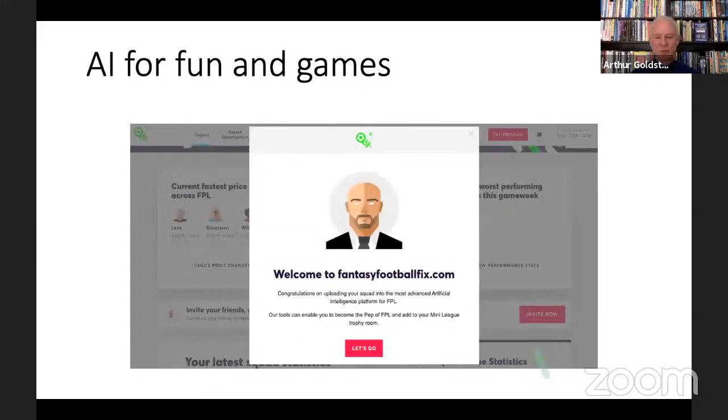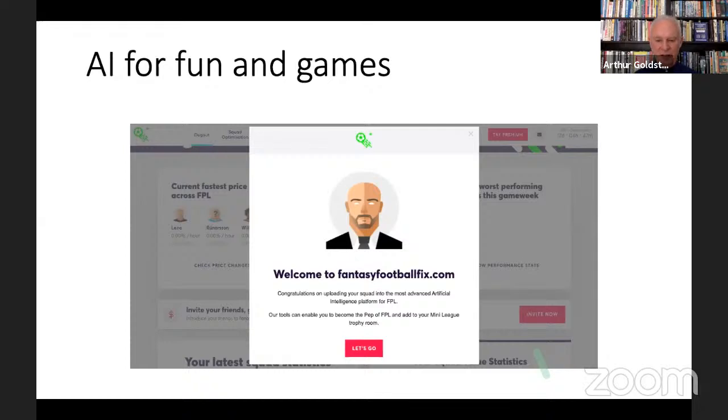But let's talk about some more fun and games. This is one of my favorite current examples of artificial intelligence for pure entertainment. And this is from a tool called Fantasy Football Fix, which is designed to bring artificial intelligence to fantasy football predictions. So I don't know how many of you play the English Premier League Fantasy League, but it's one of the biggest fantasy leagues in the world. It has 7.7 million players right now. It's massive in South Africa. South Africa, I think, is the 10th most active country in the world on fantasy football.